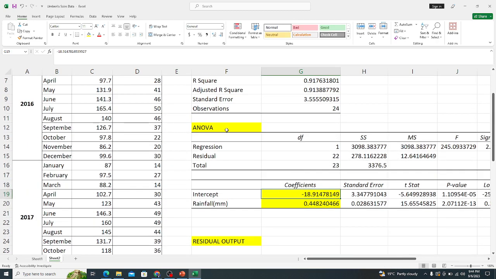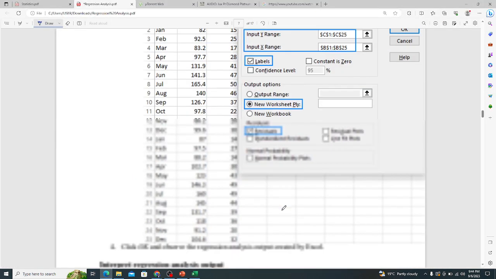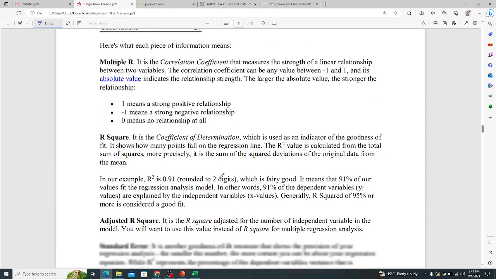Yes. So for the ANOVA, we will discuss tomorrow. Let's check what the results are. That is also what the notes are telling us.